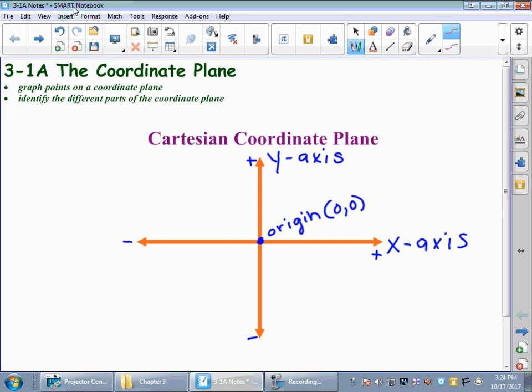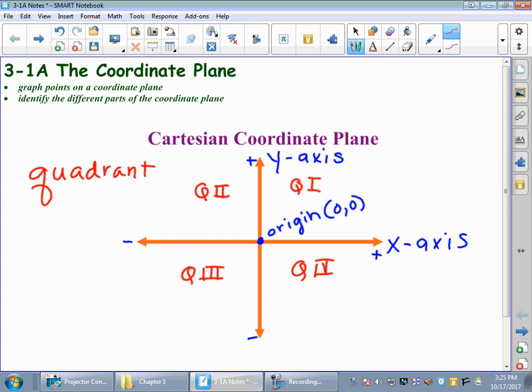The two number lines create 4 spaces within the coordinate plane, and we call those quadrants. We label those with Roman numerals. This is quadrant 1. And then if we move around counterclockwise, quadrant 2, quadrant 3, and quadrant 4. Quad means 4, and quadrants are just those spaces. I just wanted to spell that out for you. The way I look at it, the quadrants move around the coordinate plane like a C for coordinate planes. We start in the upper right and we move all the way around to the bottom right.